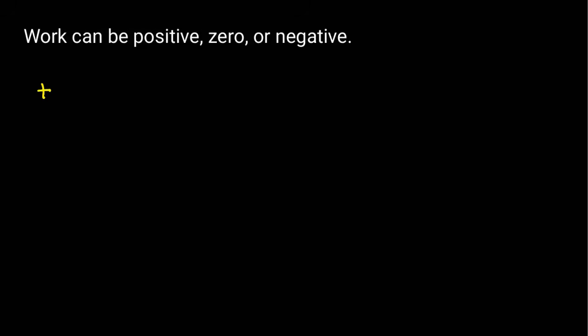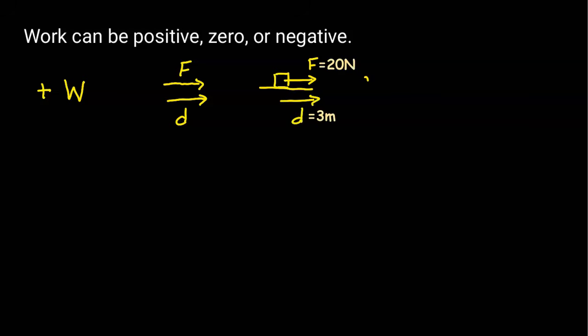Now work can be positive, 0, or negative. So let me start with a situation where the work is positive. Work is positive if the force and the displacement are in the same direction. So using our previous example, we have a box, but this time it's getting pulled in the same direction as its displacement. The work is just the force, 20 newtons, times the displacement of 3 meters, and we get 60 joules.